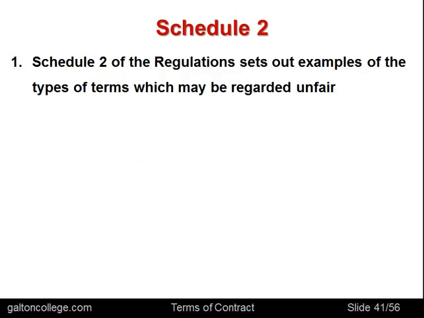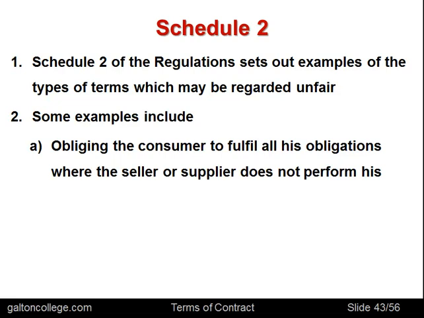Now Schedule 2. Well, Schedule 2 of the regulations, these are the Unfair Terms in Consumer Contracts Regulations 1999. This sets out examples of the types of terms that may be regarded as unfair. Some examples include obliging the consumer to fulfill all of his or her obligations where the seller or supplier does not perform his or her part of the contract. So that's clearly unfair. One side has to fulfill all of the obligations and the other side doesn't have to.